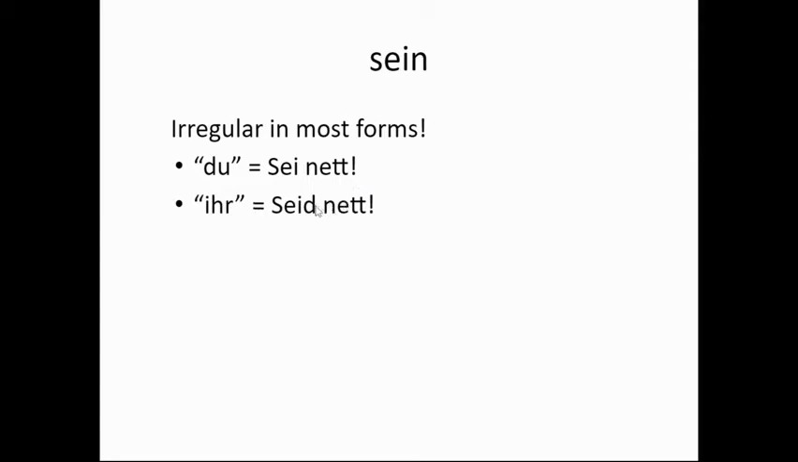All right? This is where it gets kind of weird, and that's with the Sie form. If I was going to tell Mrs. Jones to be nice, I would say seien Sie nett. So this is where it's really kind of weird, right? Seien is a word we've never even heard before, and it's kind of close to sein, but it's kind of crazy. So what happened is I took sei, and then I added an en back on.